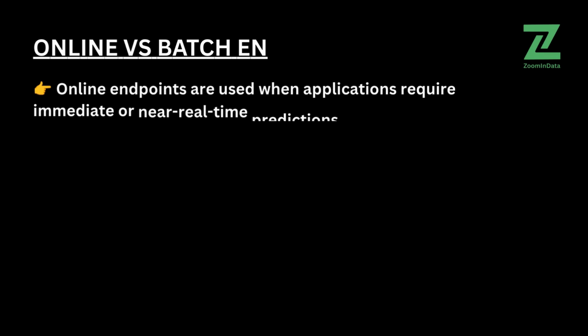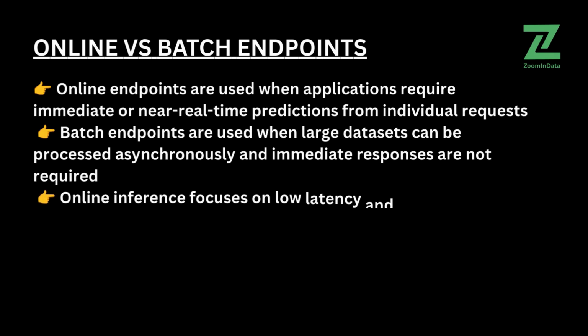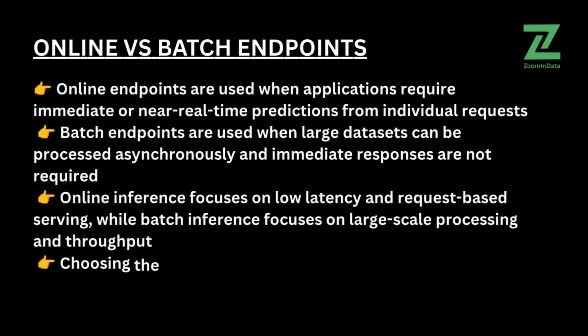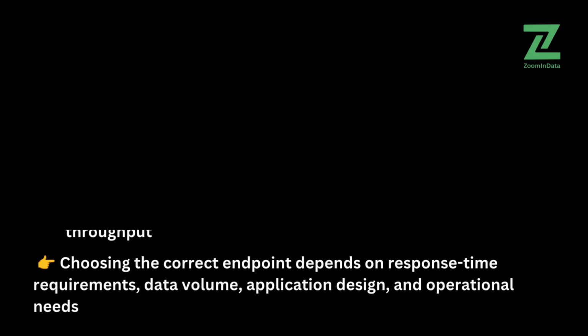Online endpoints are used when applications require immediate or near real-time predictions from individual requests. Batch endpoints are used when large datasets can be processed asynchronously and immediate responses are not required. Online inference focuses on low latency and request-based serving, while batch inference focuses on large-scale processing and throughput. Choosing the correct endpoint depends on response time requirements, data volume, application design, and operational needs.